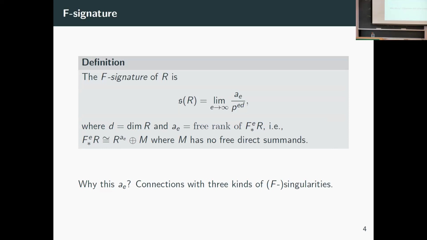This is going to probably grow very fast, and so we have this scaling factor in the denominator there. And then D is the dimension of my ring. You are probably looking at this and thinking, well, this is a kind of random looking definition. Why this choice of A_E? What's going on here? But it turns out this connects with three interesting kinds of singularities.